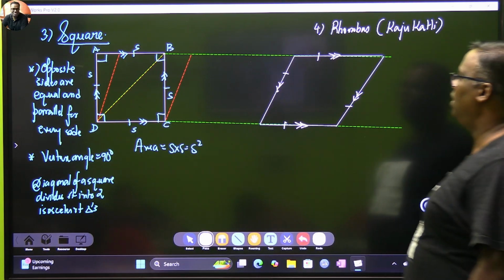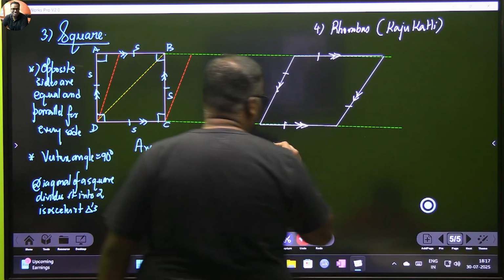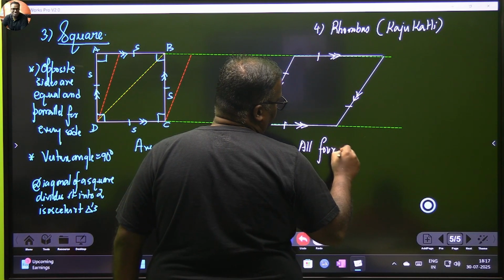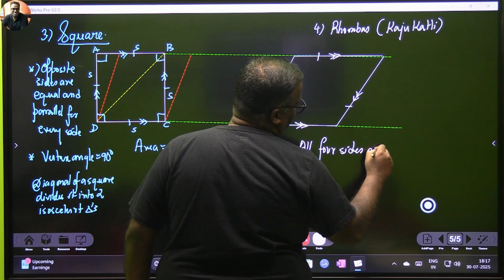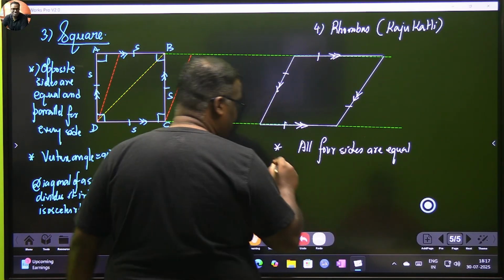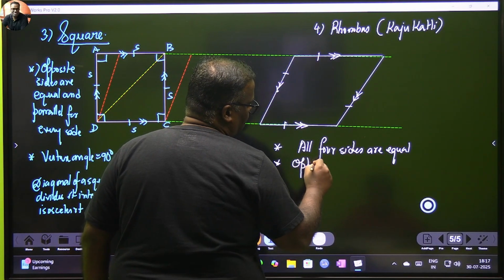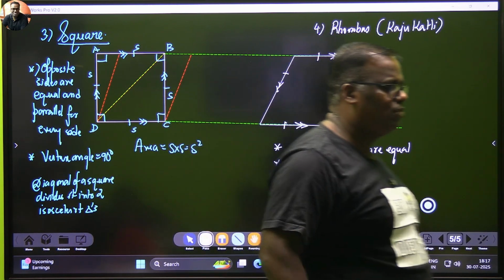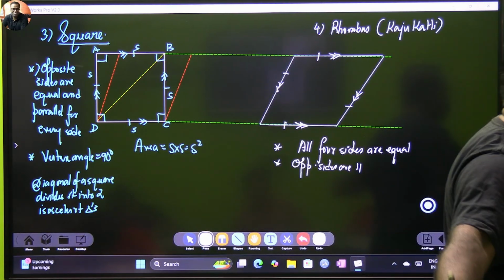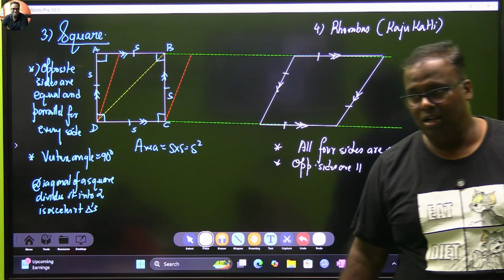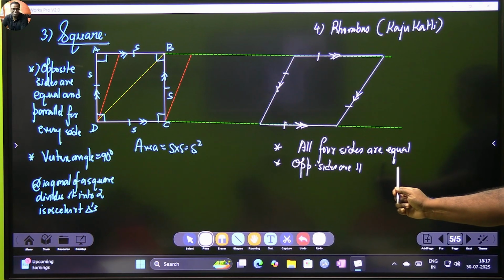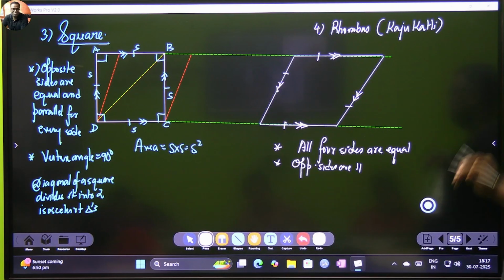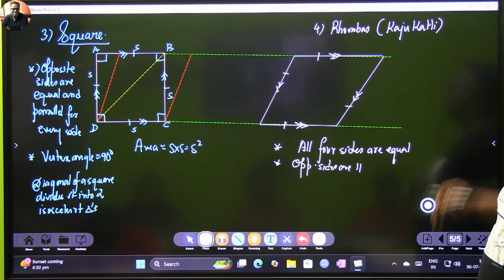So in a rhombus, the necessary and sufficient criteria for a rhombus would be all four sides are equal, and opposite sides are parallel. Now look at the necessary and sufficient criteria for a parallelogram: opposite sides must be parallel and equal. Here it says all sides should be equal, which doesn't fit in a general parallelogram. So every rhombus is a parallelogram, but every parallelogram is not a rhombus.